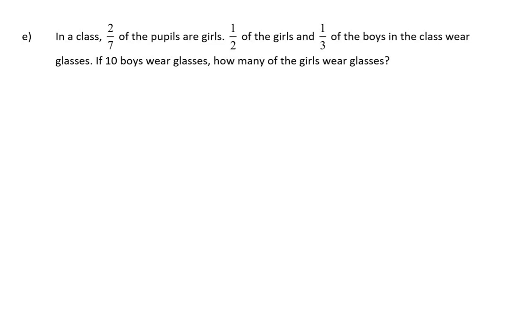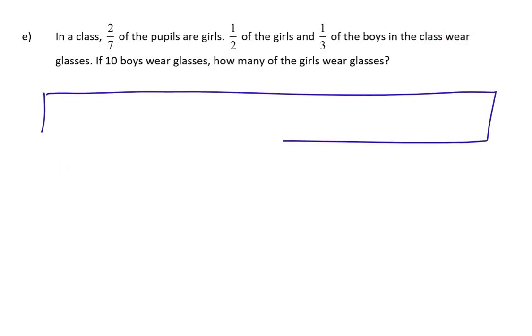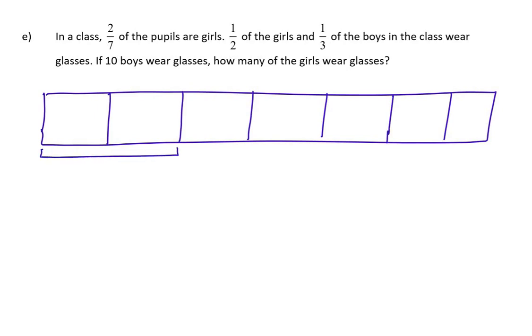Right. Another one. In a class, 2/7 of the pupils are girls. Okay, so let me draw my bar model. And I need to divide it into 7, so 1, 2, 3, 4, 5, 6, 7. So 2/7 are girls. So there we go. This is 2/7. 2 blocks out of 7 are girls. Half of the girls, so if there's 2 blocks are girls, half of the girls would be that, half of the girls, and 1/3 of the boys.